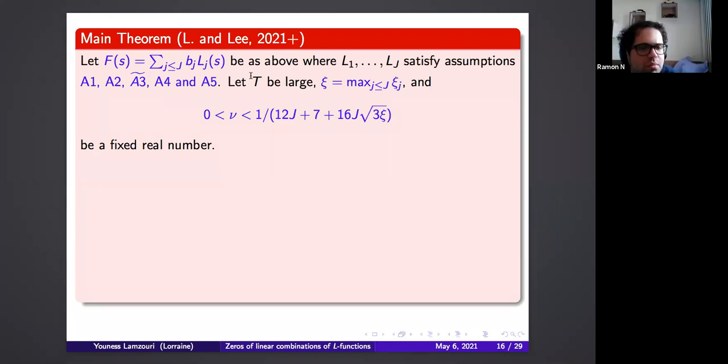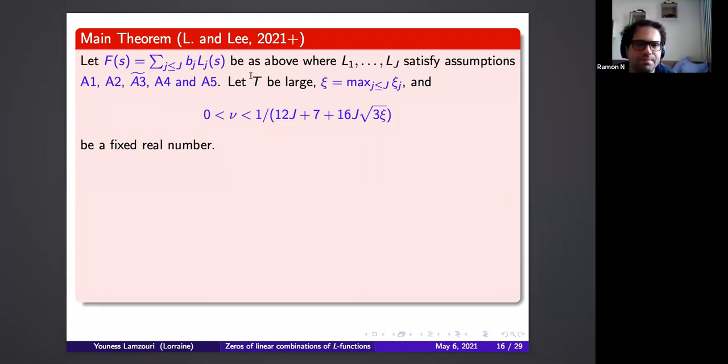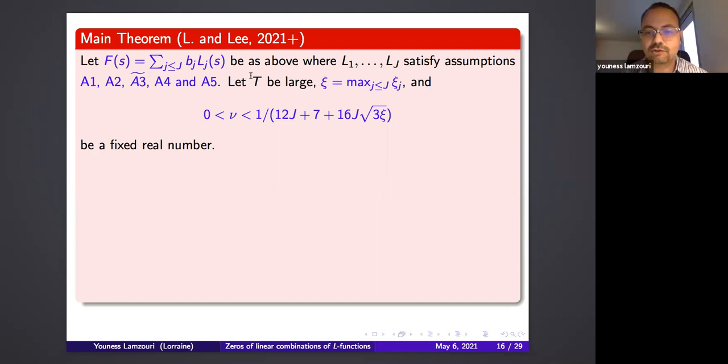Maybe a less interesting question: these assumptions A1, A2, A3 tilde, A4 and A5, are they satisfied by any GLN? Is the Rankin-Selberg information enough? Can you apply this for GL3? For GL3, it's not known. For example, zero density is not known for GL3. Where does zero density enter?